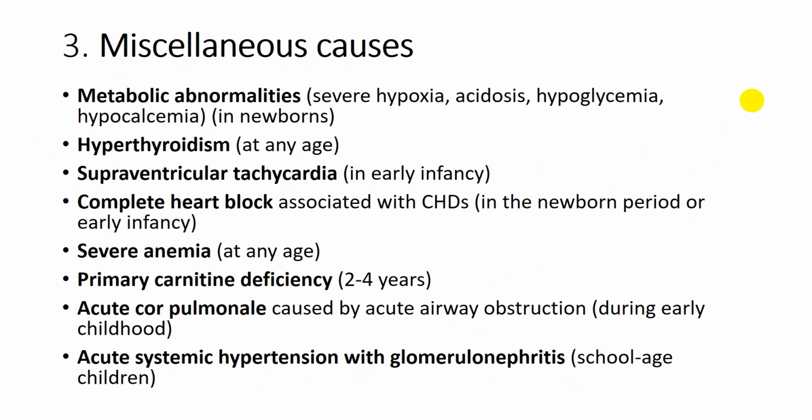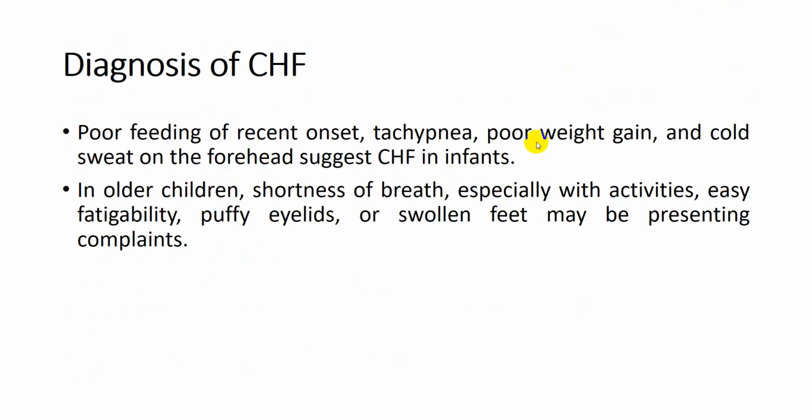Miscellaneous causes include metabolic abnormalities, for example, severe hypoxia, acidosis, hypoglycemia, and hypocalcemia, especially in premature and newborn infants. Hyperthyroidism at any age can cause heart failure. Arrhythmia, including supraventricular tachycardia and complete heart block. Severe anemia can cause heart failure. Primary carnitine deficiency, acute cor pulmonale, that means right side heart failure or a pulmonary cause causing heart failure. And acute systemic hypertension with glomerulonephritis can cause congestive heart failure.